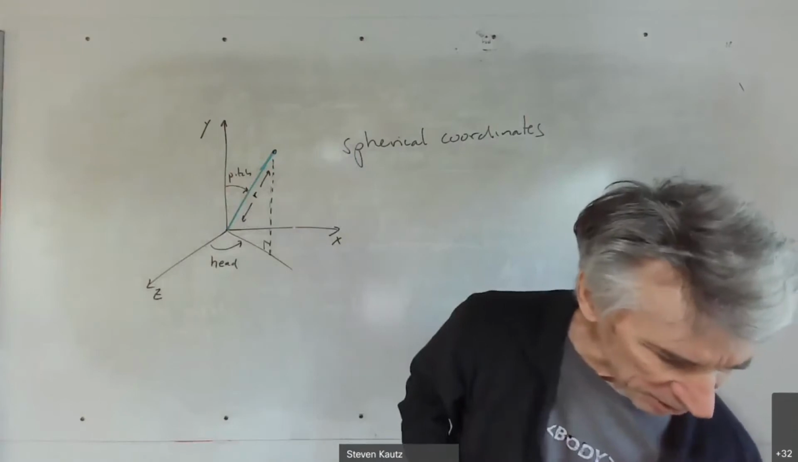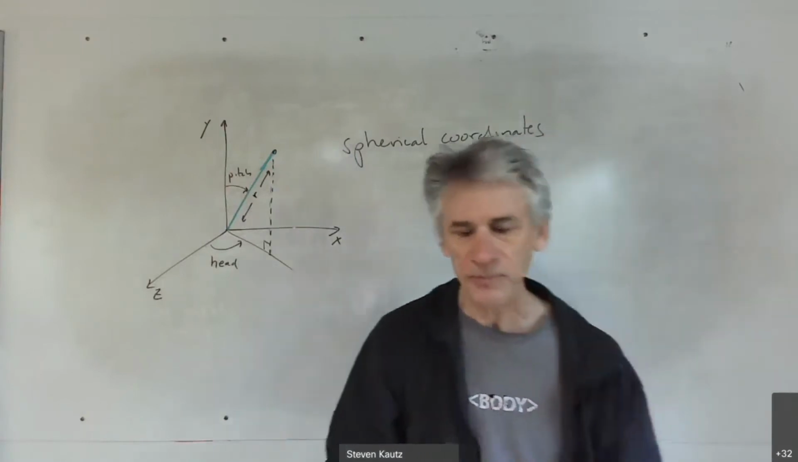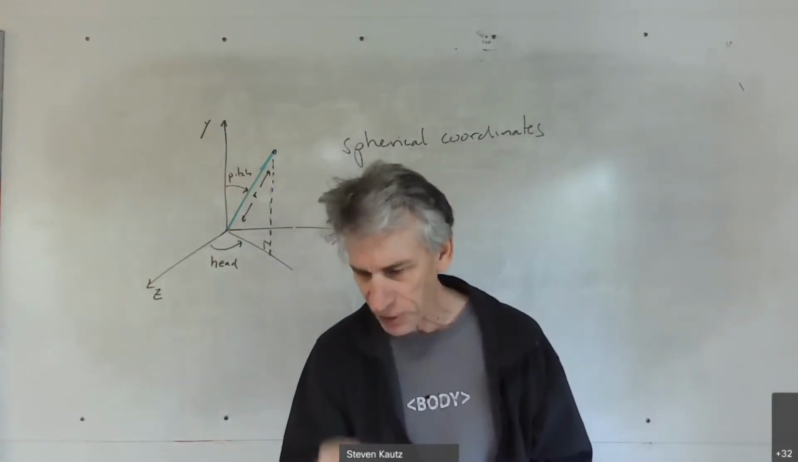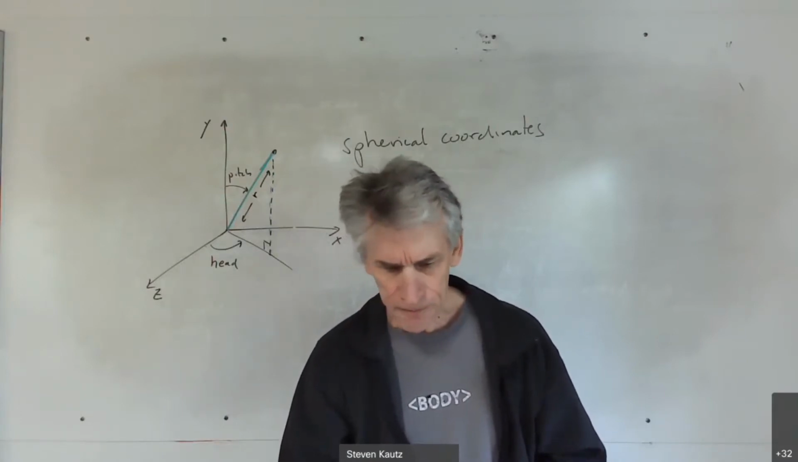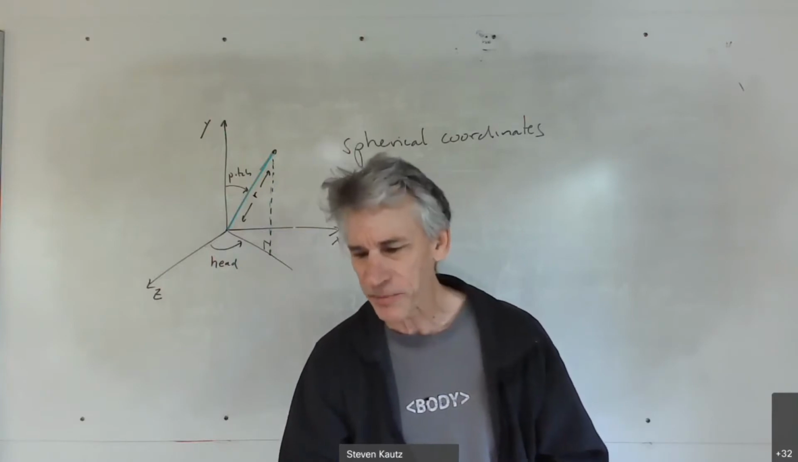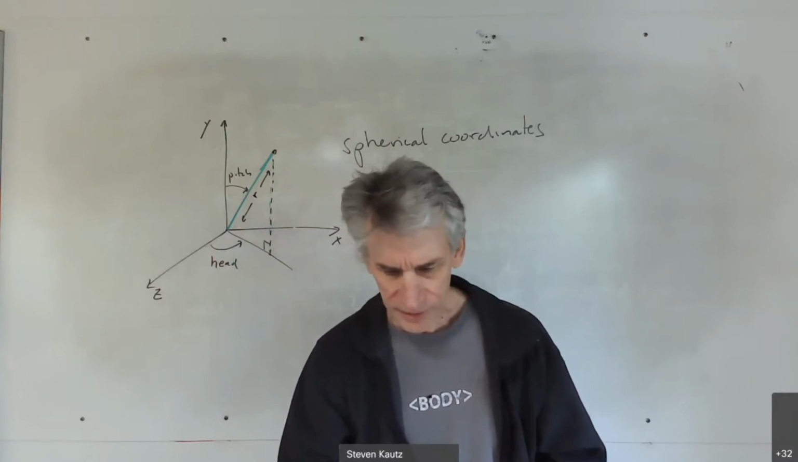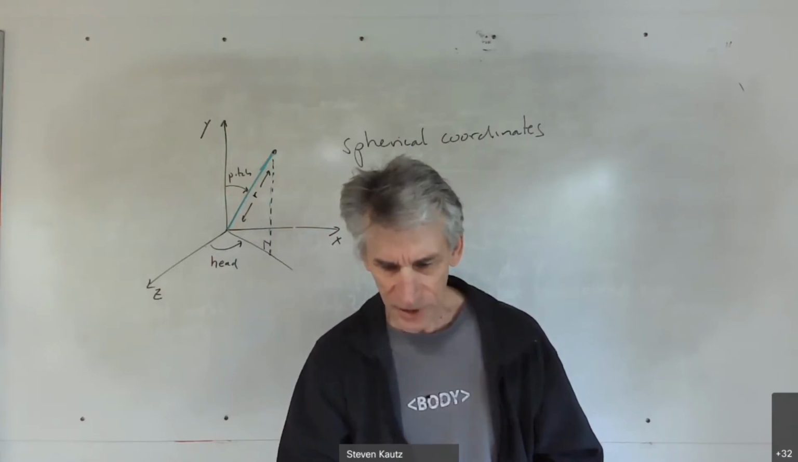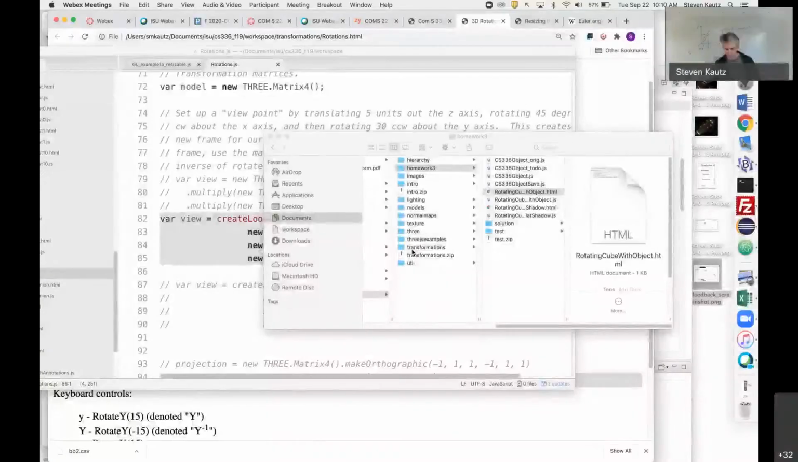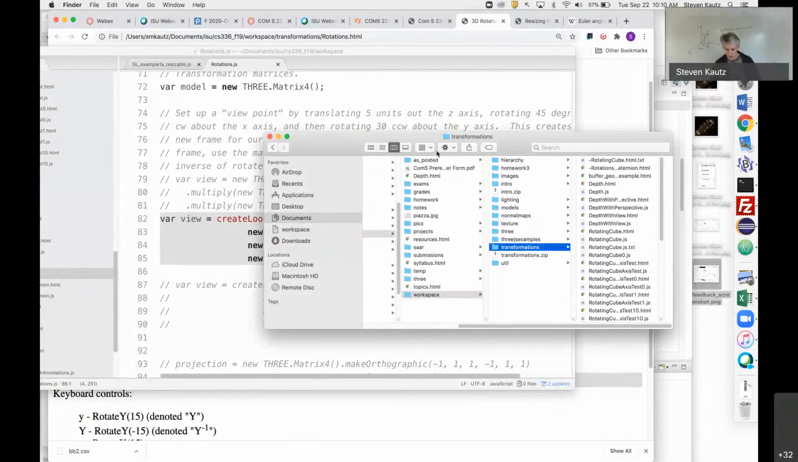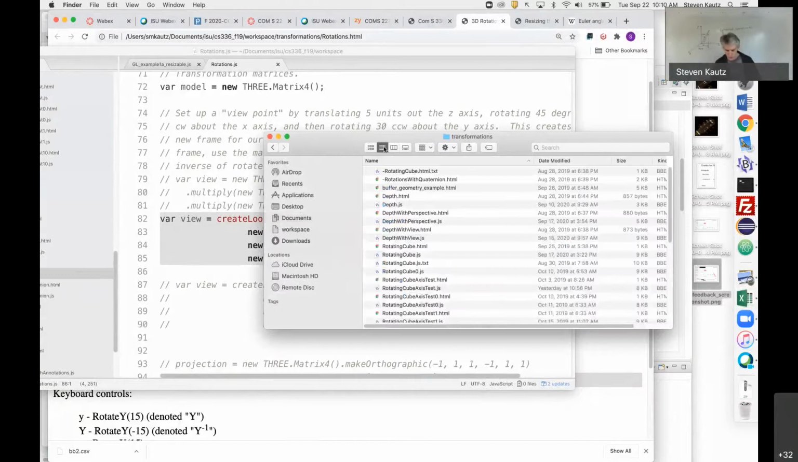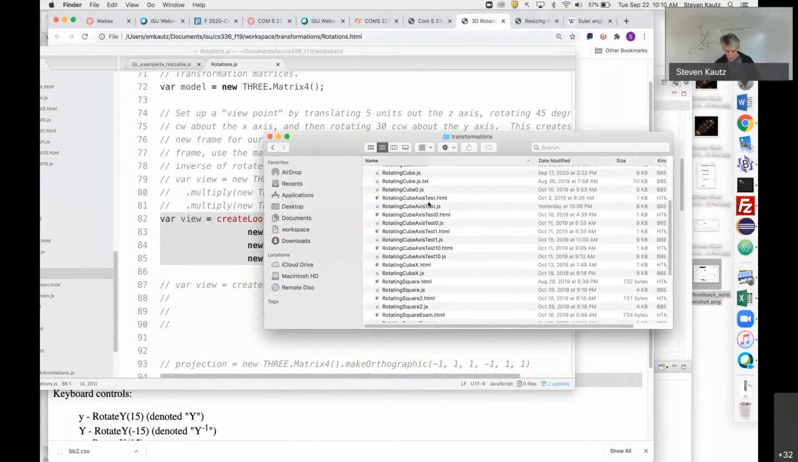I'll show you a little experiment that I think is useful for this. Well, let me show you. You're going to have the same problem we had before, no doubt. Workspace, transformations. Which one is it? Rotating cube axis test.